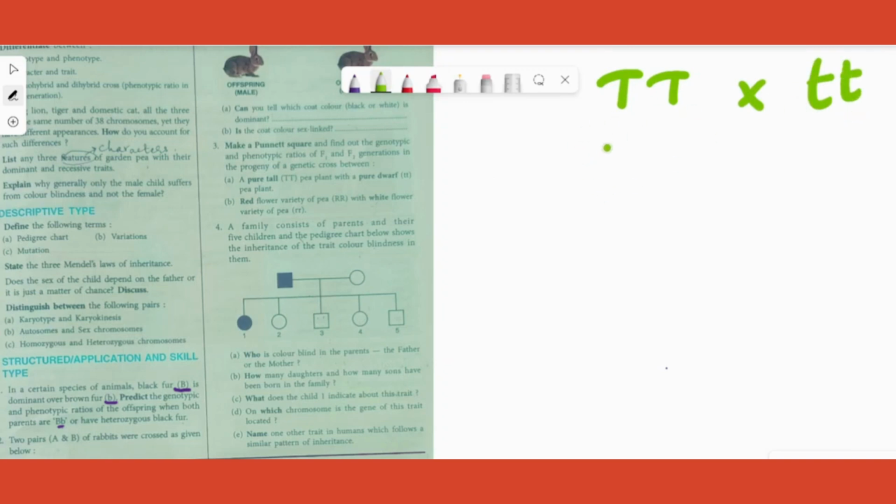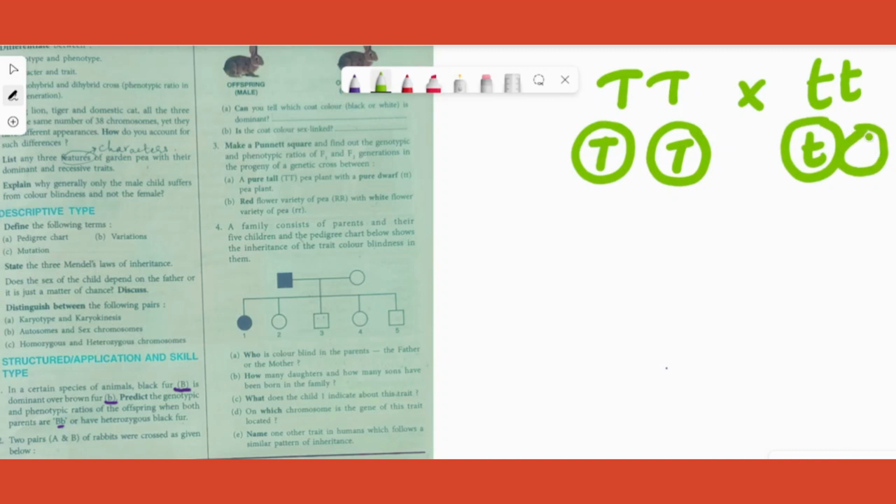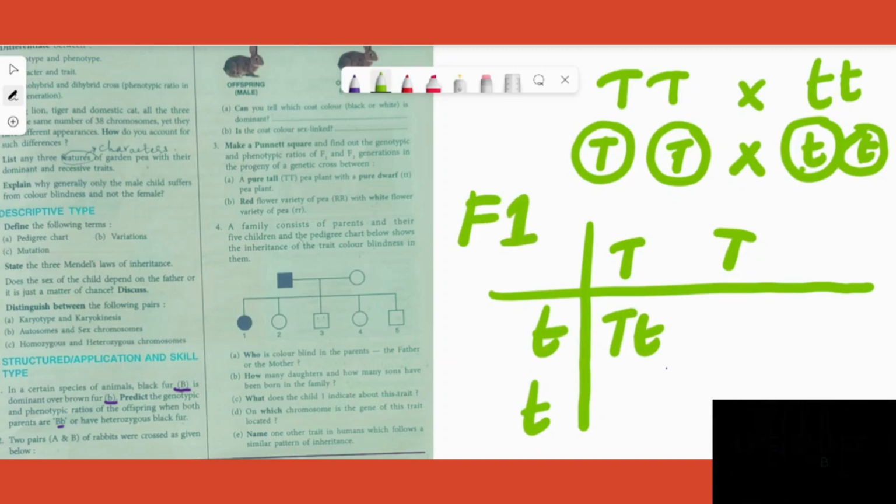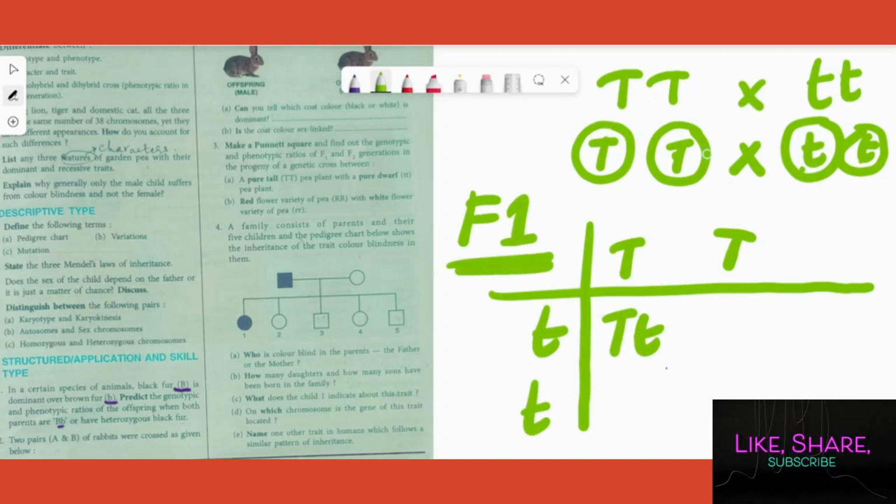From this, you're going to make the gametes first. How do you make the gametes? Just separate the alleles into two. Alright. Next step would be just pushing down the gametes over here. This one over here, and this here. This here. From this, what do you get? You get the F1 generation. That is the first generation from this cross.